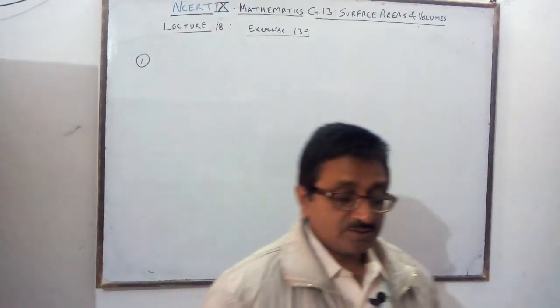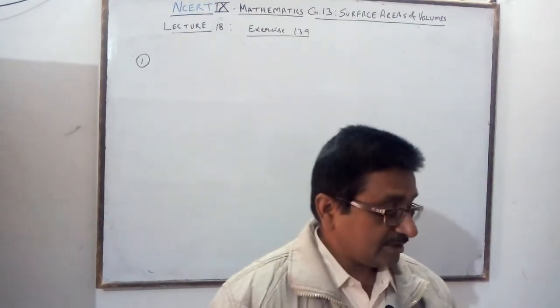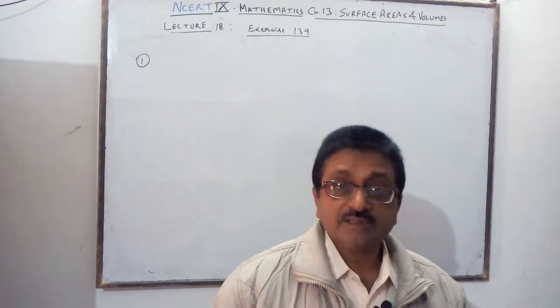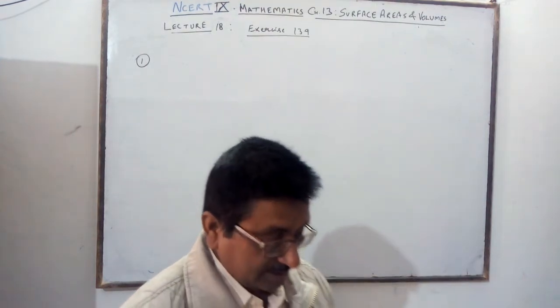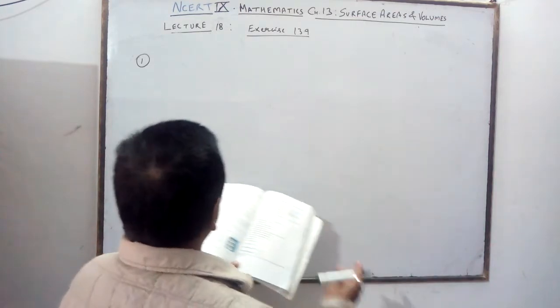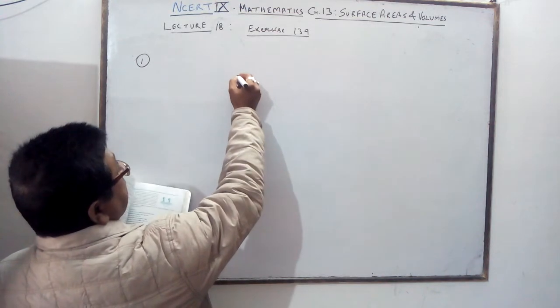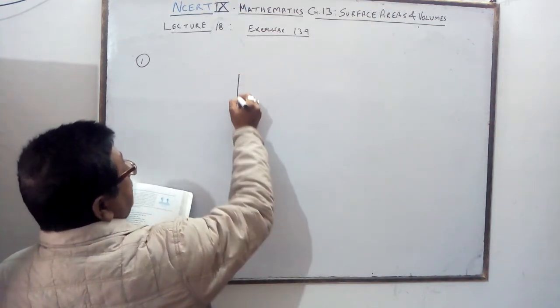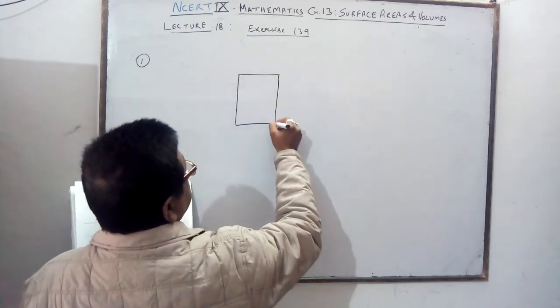Hello students, you are studying chapter 13, Surface Area and Volume, of class 9. In the optional exercise, 3 questions are given here. In this you are given a cupboard which you want to paint in two different ways.